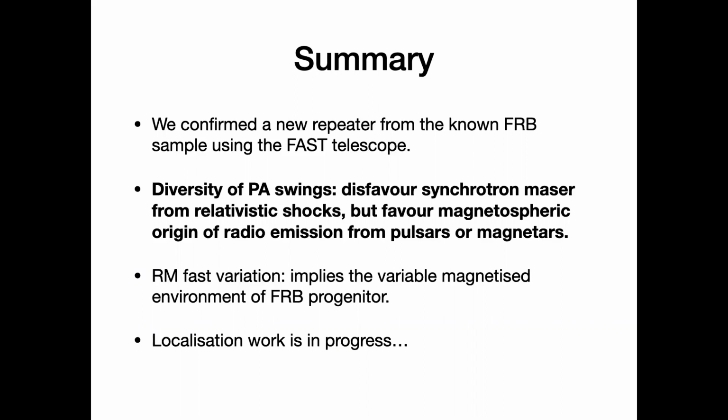And we found the diversity of PA swing, and that is very unusual from pulsars or any other objects, but it favors the magnetosphere origin of radio emission. And the RM faster variation may imply the variable magnetized environment of the FRB progenitor. And now we are working on the localization.